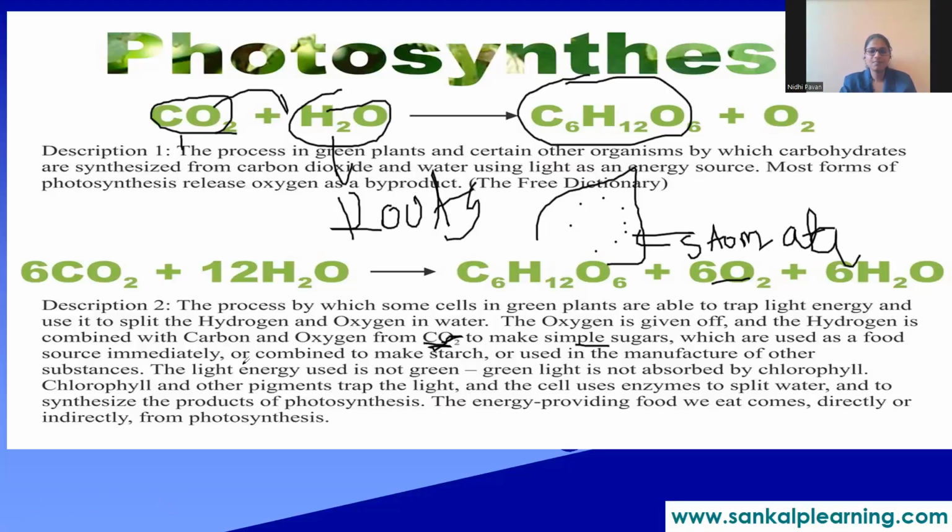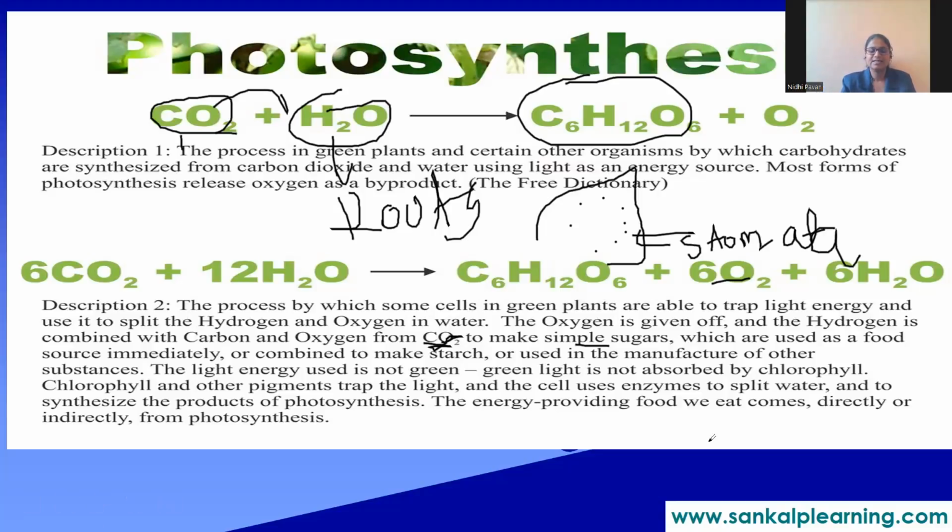Now, next, the light energy used is not green. Green light is not absorbed. So here, chlorophyll absorbs the sunlight, I said. So chlorophyll absorbs the sunlight means which kind of light? It is not green light. Chlorophyll will absorb the other light, but what is the reflection of the light? Absorption of light is different. Reflection of light will be green. So please remember, whatever colors of light are absorbed, those are not reflected.